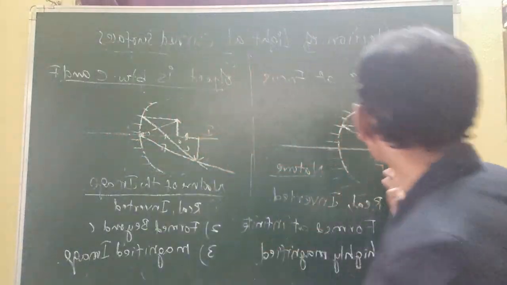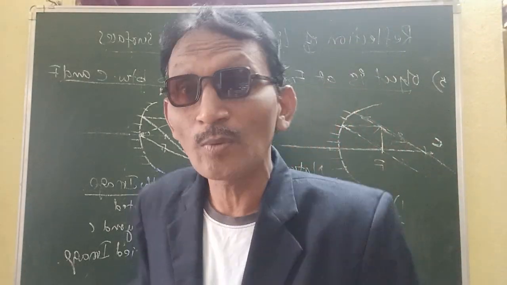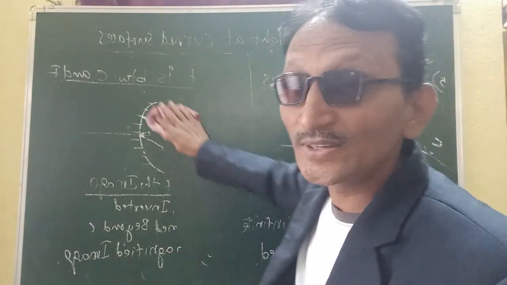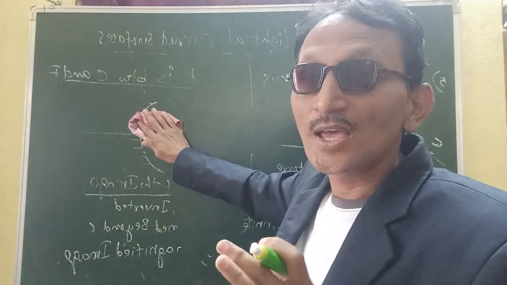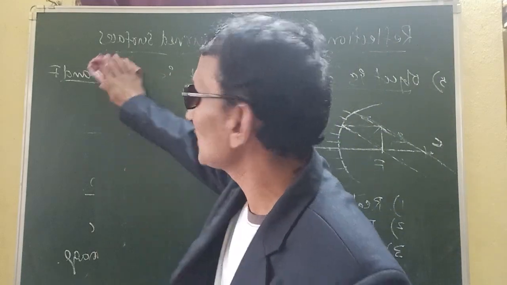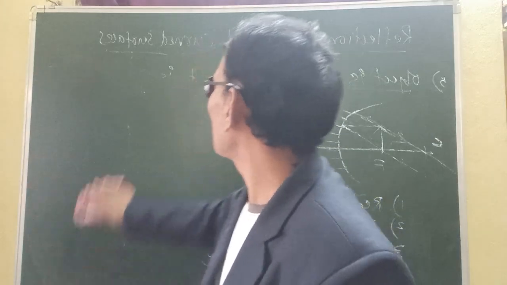Okay, so this is condition number 5. Now let us see condition number 6, a very important condition. Object is between. Between means this is a special category diagram. When the object is between the focus and the pole of the mirror.